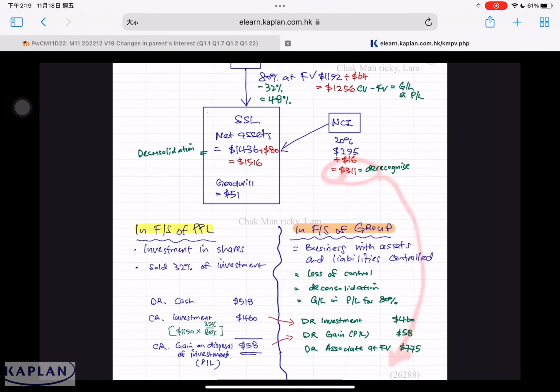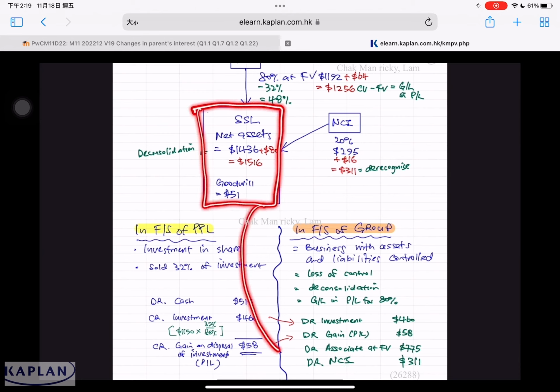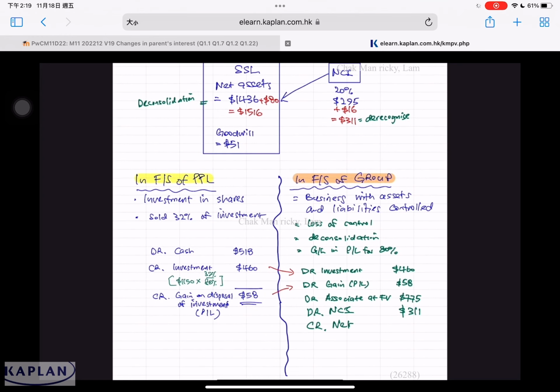De-recognize the NCI, take it out. Deconsolidate, de-recognize NCI. Debit the NCI, 311. Deconsolidate this, take it out. Control, consolidate. Loss of control, deconsolidate. Credit the net assets, 1516. Credit the goodwill, 51. Add up this column, there should be a difference of 37. This 37 is a gain. This gain is a gain on loss of control.